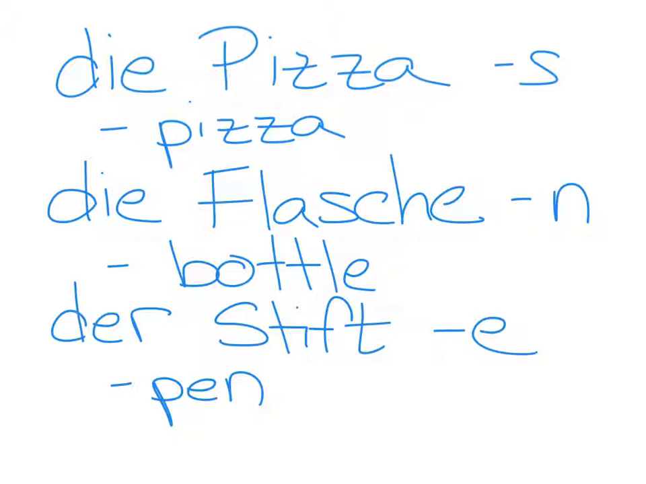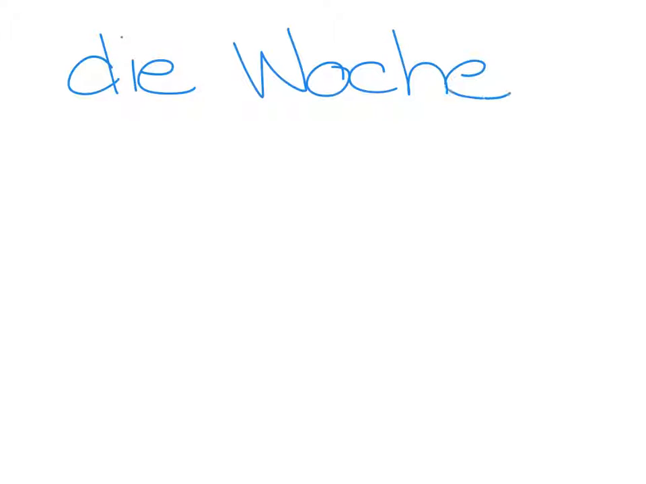Let's do a couple more here. How do you say that word? Woche. Don't forget the E at the end. Die Woche. How do you make that one plural? Add an N. You got it. That's the word for week, as in 7 days in a week.